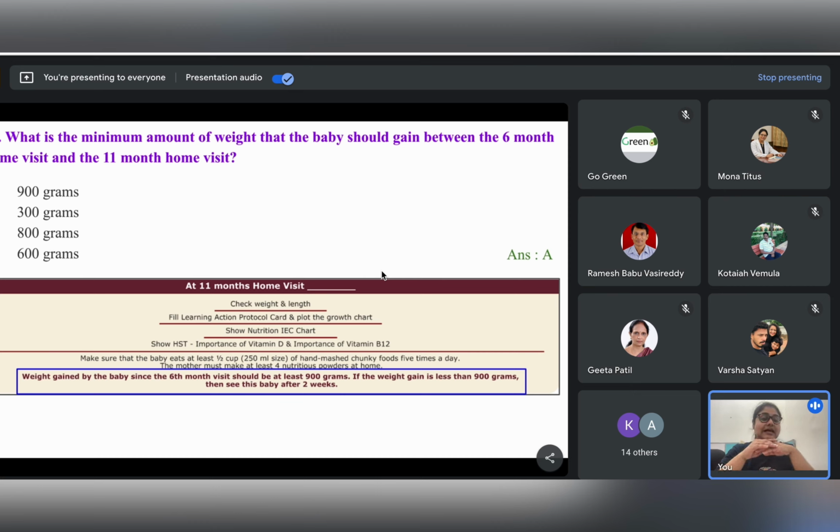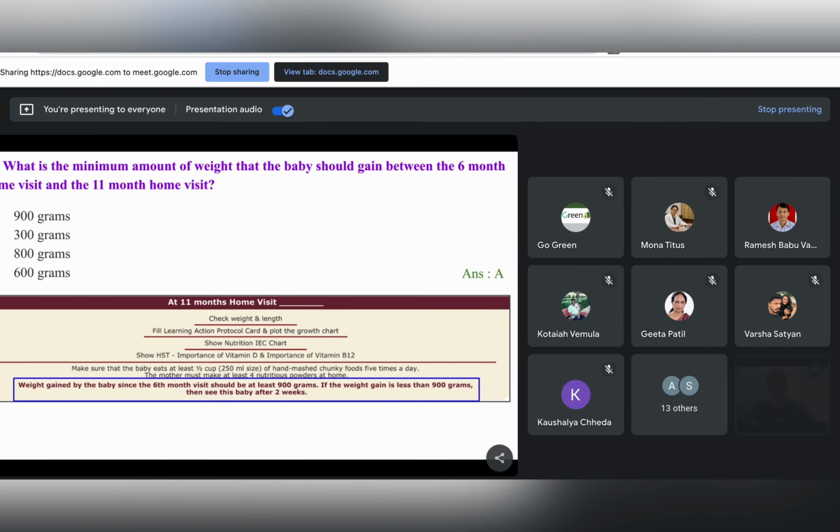But if we see that the weight gain is less than 900 grams, or the mother is not able to feed properly, or the other factors are not conducive, then definitely the home visit frequency can be increased, and the next home visit can be done after 2 weeks. So the frequency of the home visit also depends on the nutrition status of the child and the subsequent weight gain, right? So here, the correct answer is option A, 900 grams.